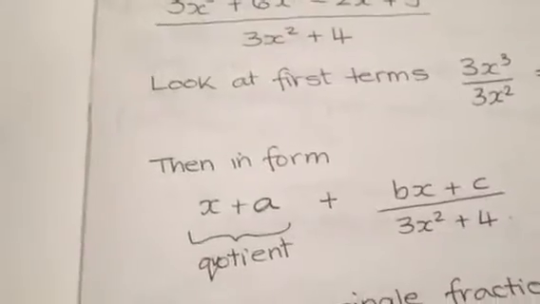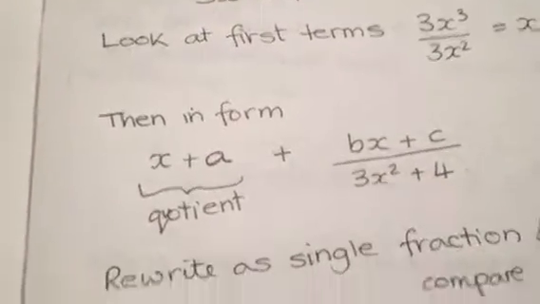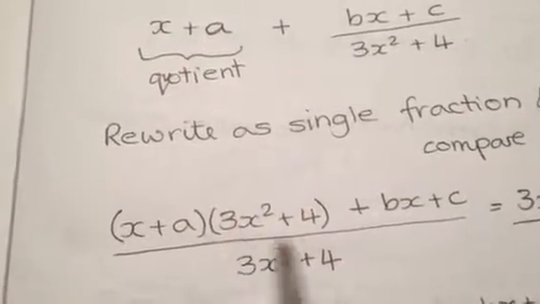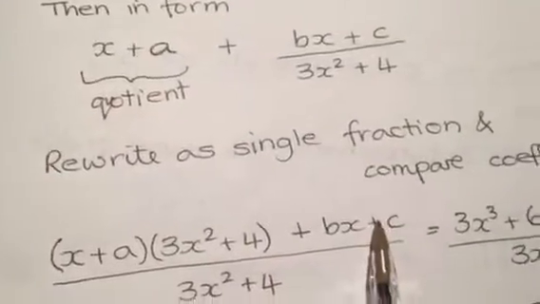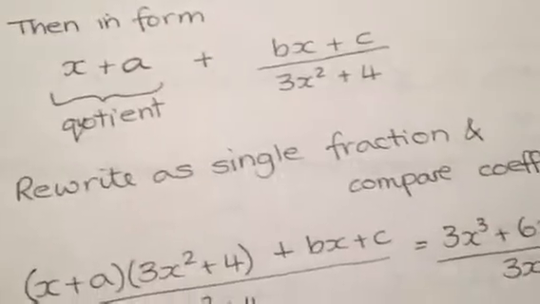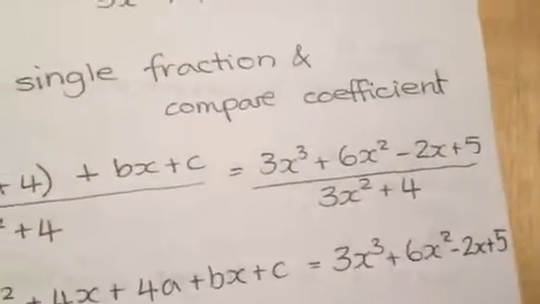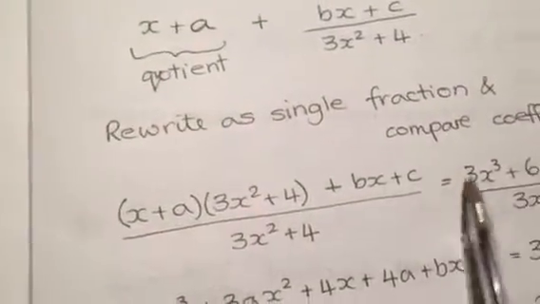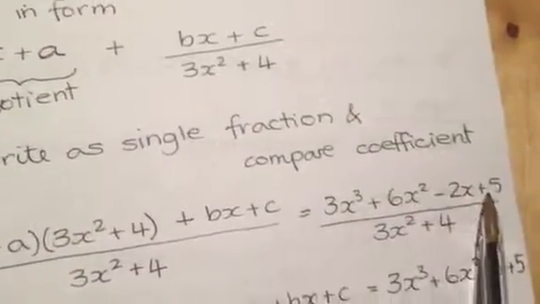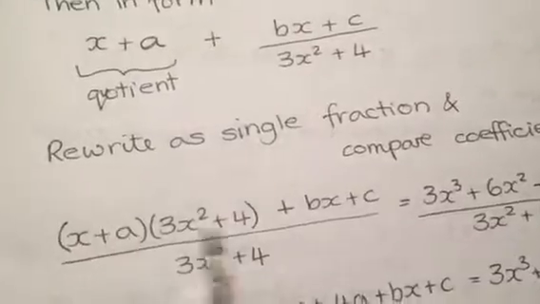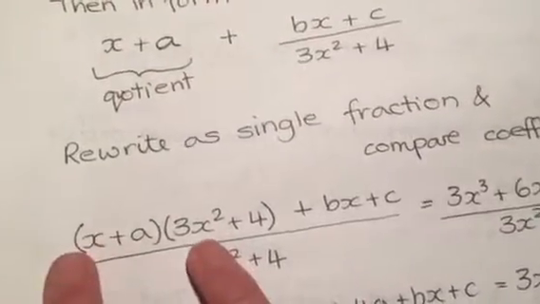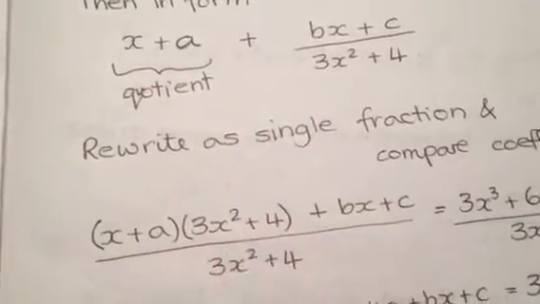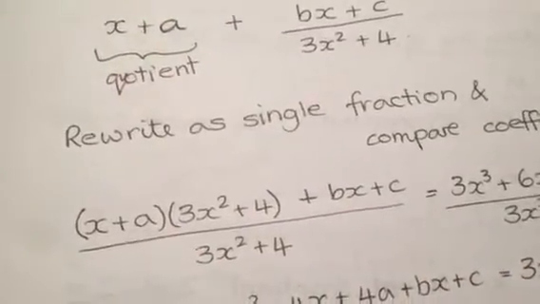So I've got x plus a plus bx plus c over 3x squared plus 4. So my common denominator is that. Multiply the x plus a by 3x squared plus 4. I've then got my bx plus c. Tidy up the numerator. And when I've tidied up the numerator, I then compare. So I've got on this side 3x cubed plus 6x squared minus 2x plus 5. If I tidy up this side, I get 3x cubed plus 3a x squared plus 4x plus 4a plus bx plus c, and I compare these two things.